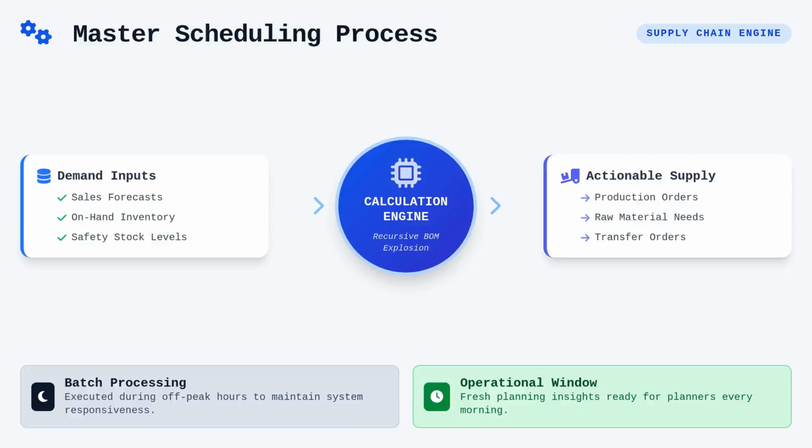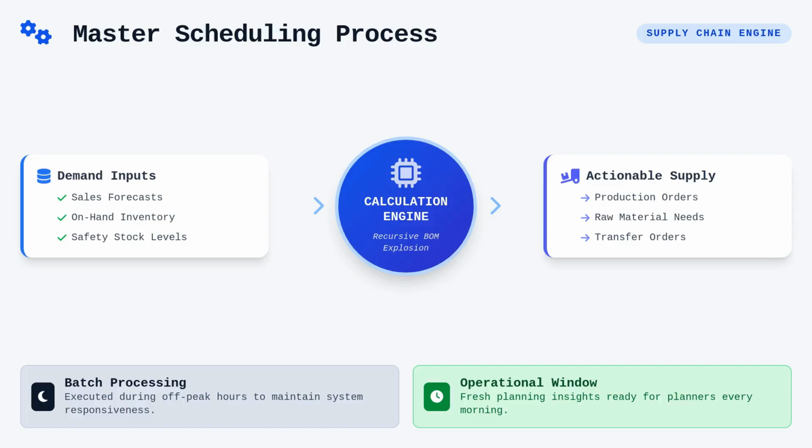When we initiate a master scheduling run, we are essentially triggering a high-performance calculation engine that translates demand into actionable supply requirements. The system iterates through the entire enterprise dataset, evaluating current on-hand inventory, existing safety stock configurations, and incoming sales forecasts. It performs a recursive explosion of bills of materials to determine the specific raw materials required for production orders while simultaneously processing open purchase and transfer orders.